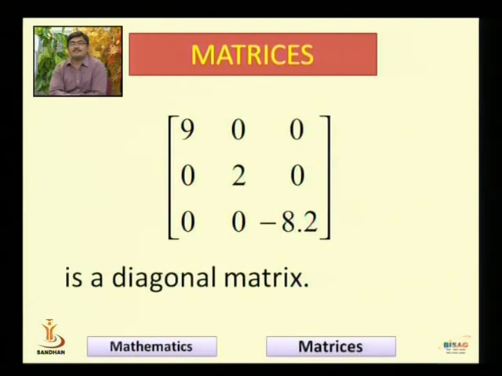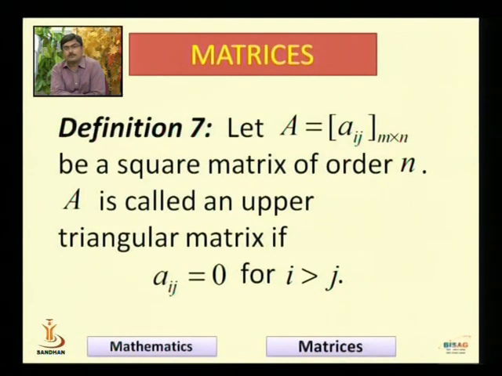So, I have given a very simple example of the diagonal matrix over here. I have taken other entries to be equal to 0. So, A11 for this matrix is 9, A22 is equal to 2 and A33 is minus 8.2. Rest of the entries are 0. Such a matrix we will call a diagonal matrix.